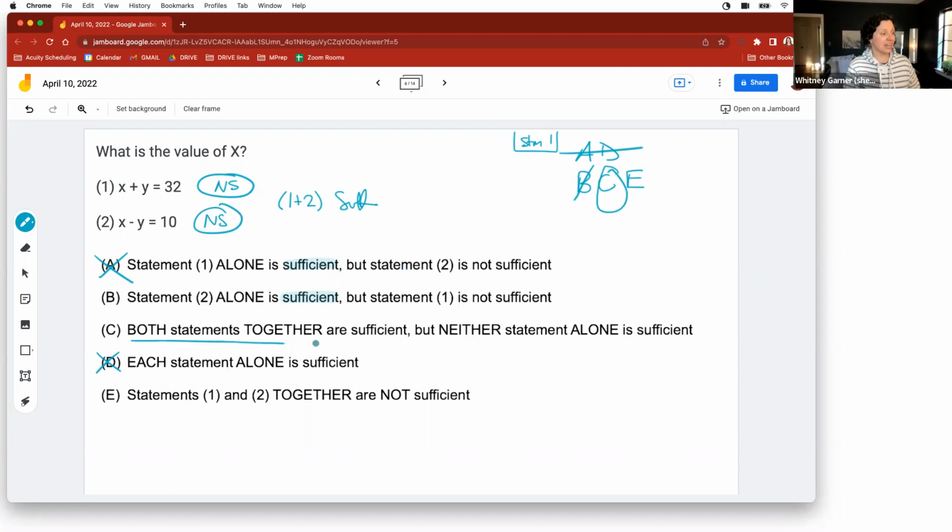Notice that for C, both the statements together are sufficient, but neither alone. So that's the key to C: I'm not going to move to C unless I have to. That's why my little grid's going to be kind of nice here. So let's try another.